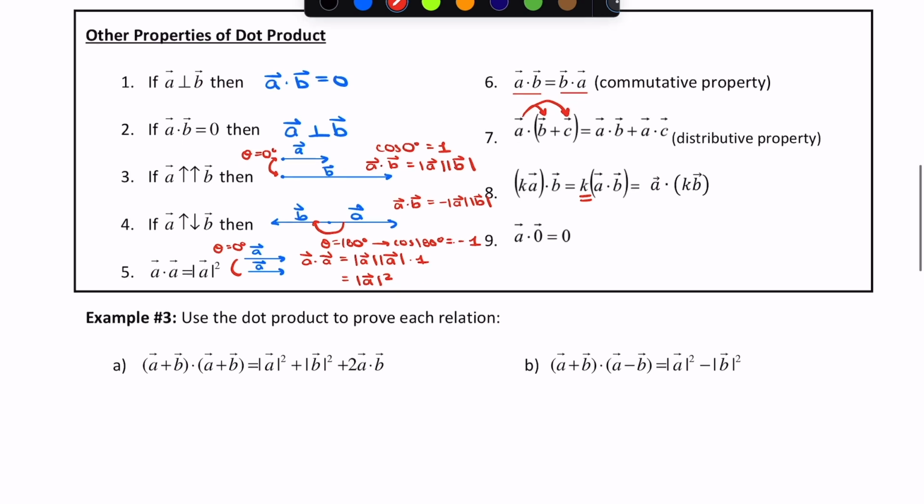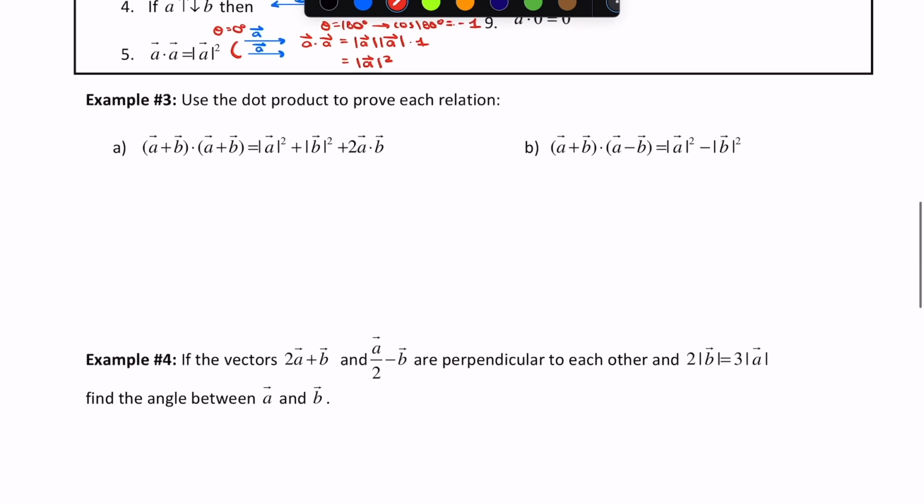Okay, so these next couple of examples, again, we're going to use these properties to prove each relation. So here we have (a + b) · (a + b) is equal to the magnitude of a squared plus the magnitude of b squared plus 2 a·b. Okay, so here, let's look at our left side.